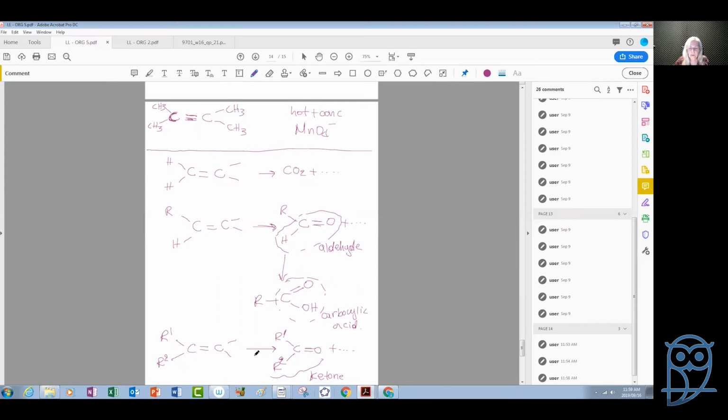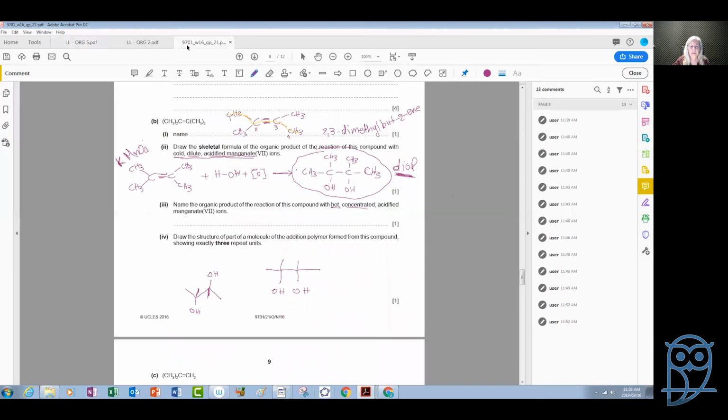So now that we know that we are going to get a ketone in our case, what will be this R1 and R2 of the ketone? It will be these methyl groups. So let us go back to our exam now, if we find it. I think it's here. Okay.